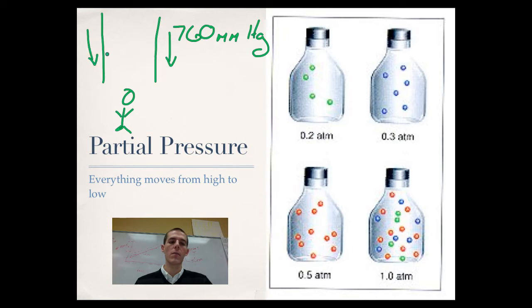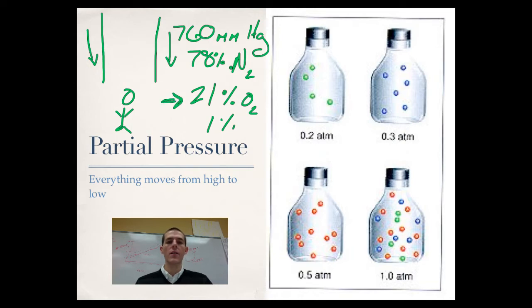Now, our atmosphere by composition is 78% nitrogen, 21% oxygen, and 1% other. So of all of these gases that are pushing down on you that add up to 760 millimeters of mercury, 21% of it is oxygen. So that means that oxygen exerts 21% of the pressure. You'd have to do a quick calculation, but whatever 21% of 760 is, that would be the partial pressure of oxygen. It's the pressure that is exerted just by oxygen.